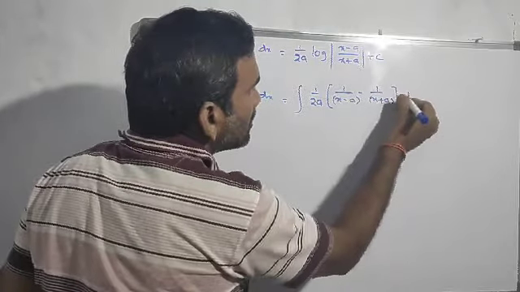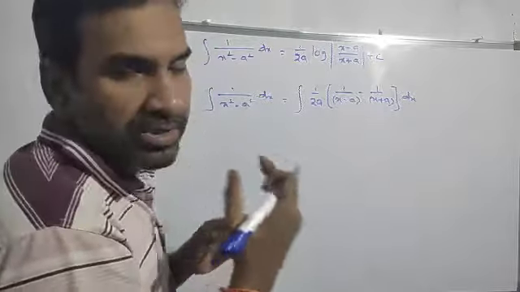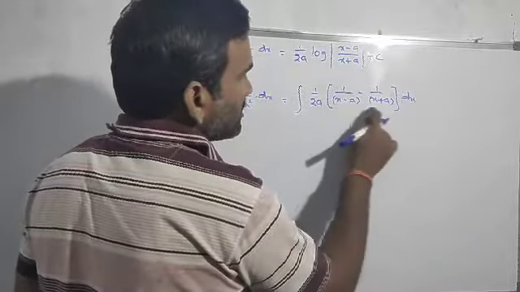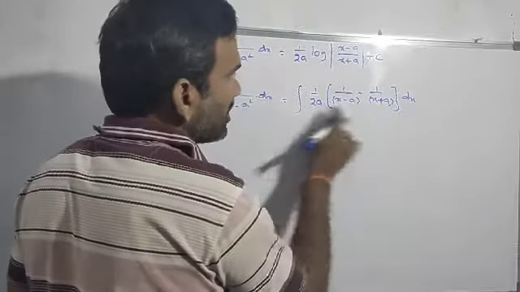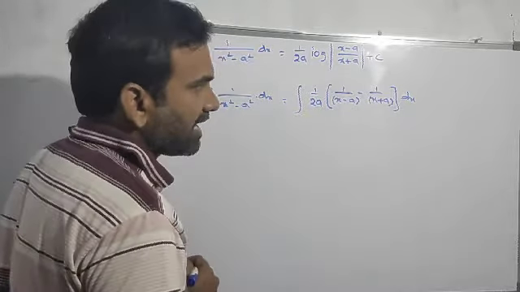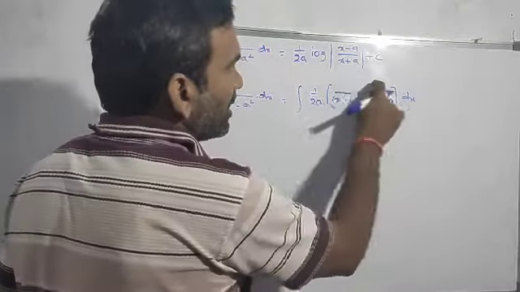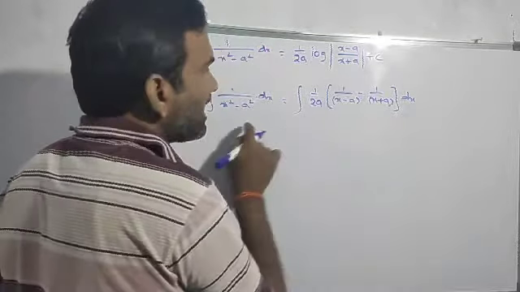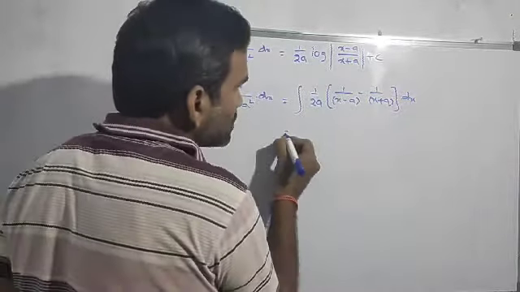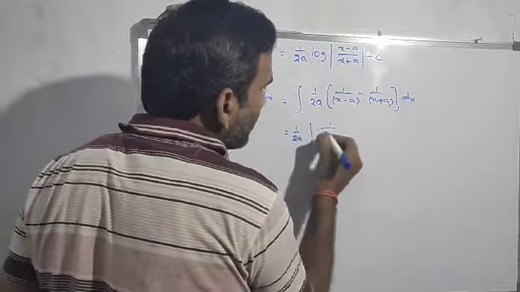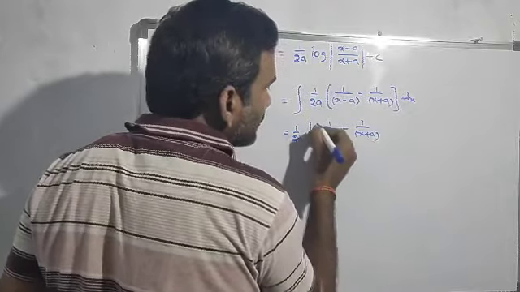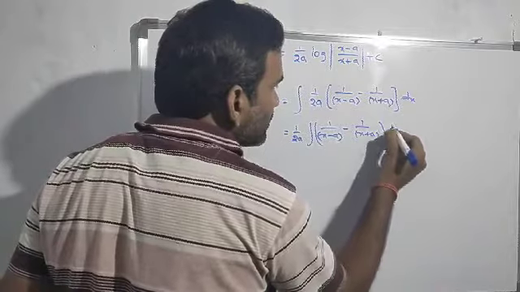I am dividing into two parts using partial fractions. If you have a doubt, take the LCM value. x minus a into x plus a is x square minus a square. In the numerator, x plus a minus x plus a: x minus x gets cancelled, a plus a is 2a, and the 2a gets cancelled. Again, it is the same problem; I am reducing to partial fractions with two factors. So 1 by 2a times 1 by x minus a minus 1 by x plus a, this total into dx.